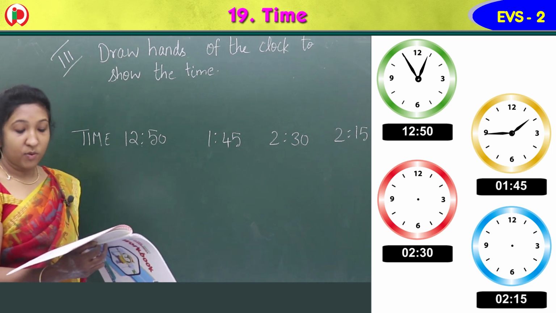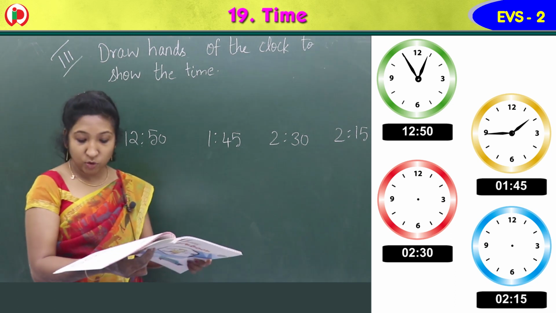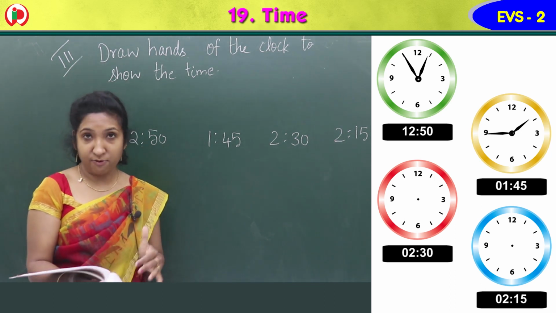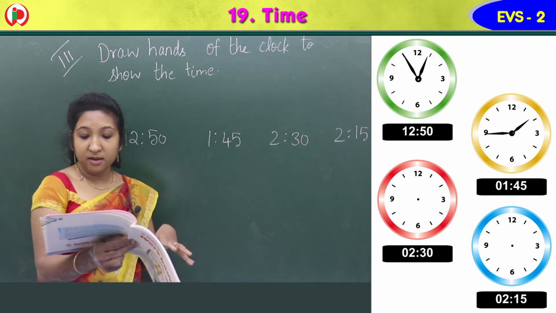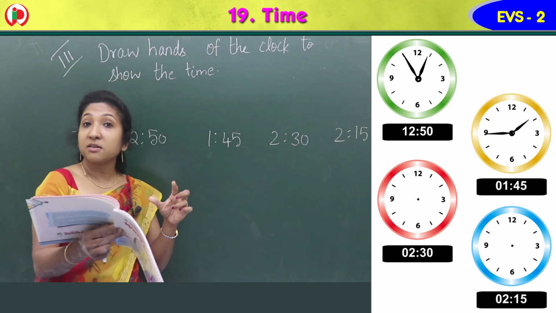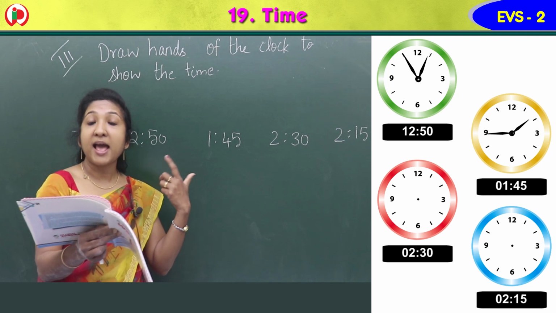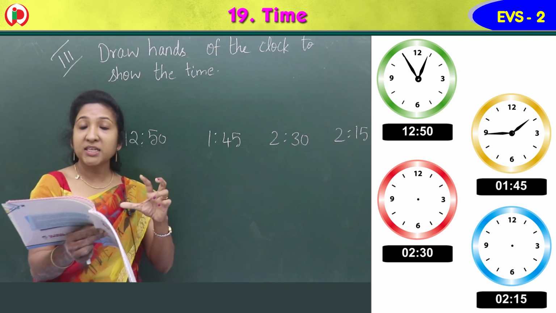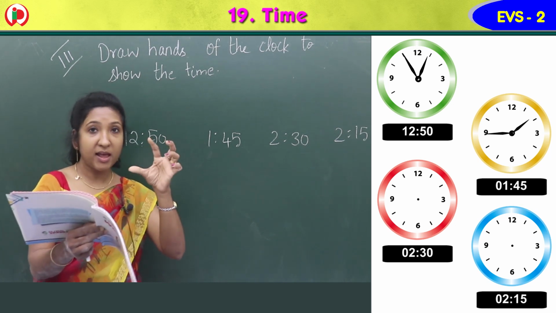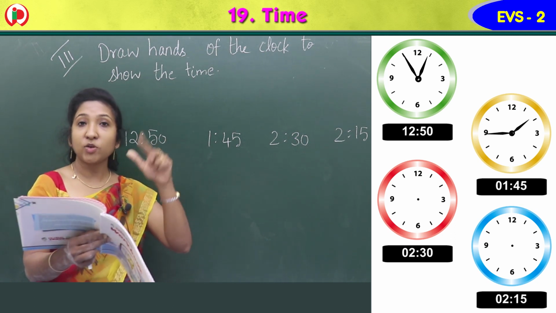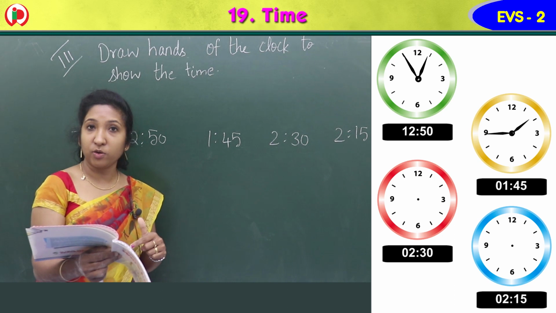1:45. How do you draw? Now the time is 1:45. The hour hand is at 1 itself, then 45 means at 9, isn't it? The minute hand will come at 9 and the smaller hand, the hour hand, will come at 1. Like that you have to draw the hands of the clock.